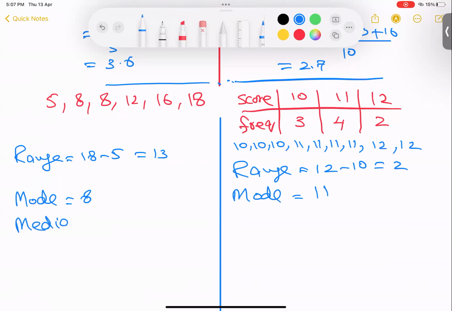Median: the data must be in order. So cancel 2. Can I cancel 3, 3? No way, the data will finish automatically. Cancel 2, cancel 2. Then 2 values are left behind in the middle. Take the average of them. So 8 plus 12 divided by 2, I got 10.